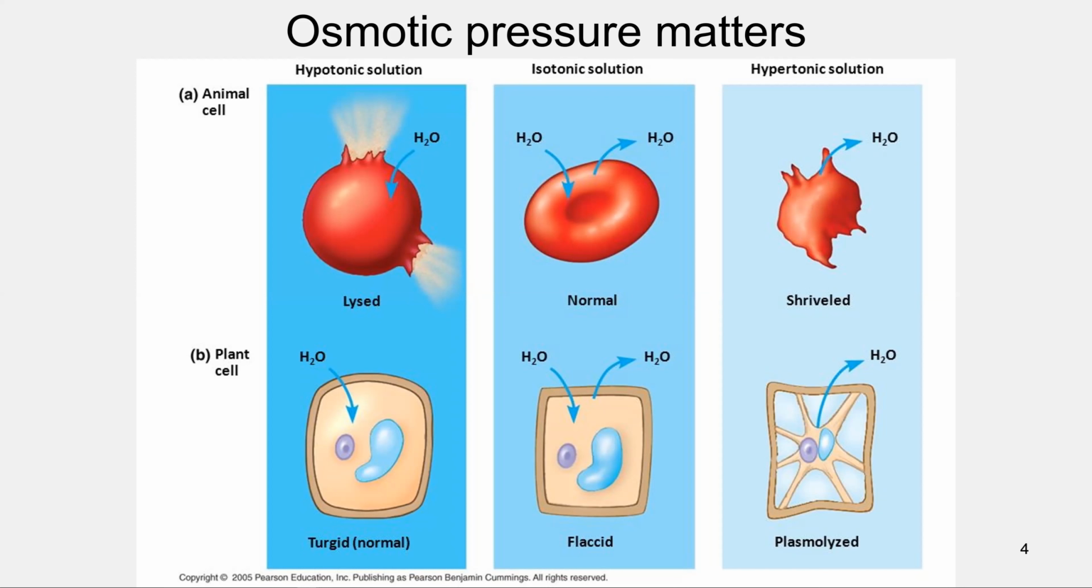Now, when we looked at plants and plant cells, we saw that a normal condition for a plant cell was for it to be turgid or under pressure, and that's achieved by it being in a hypotonic solution. Whereas in an isotonic solution, it would be flaccid, and in a hypertonic solution, it would become plasmolyzed. Whereas with an animal cell, a hypotonic solution would actually cause the cell to be lysed, and an ideal solution would be isotonic. A hypertonic solution would cause shriveling in the animal cell.